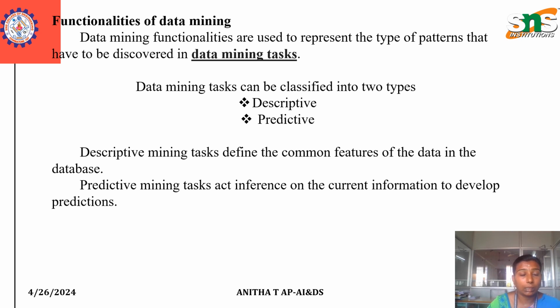Data mining functionalities are used to represent the types of patterns that have to be discovered in a data mining task. They are classified into two types, descriptive and predictive. A descriptive mining task defines the common features of the data in the database. A predictive mining task performs inference on the current information to develop predictions.